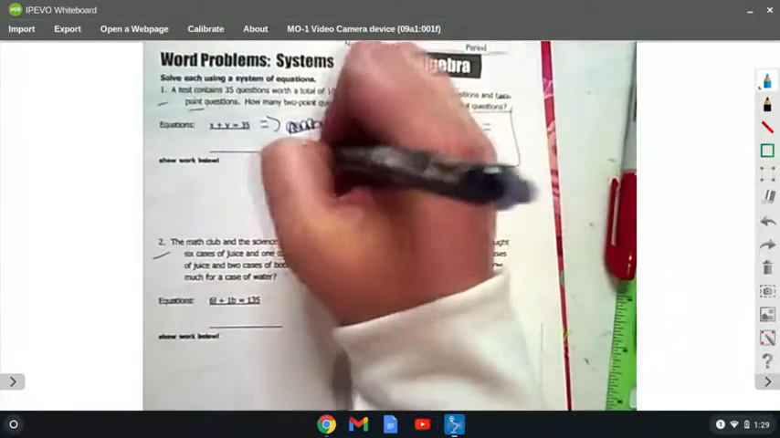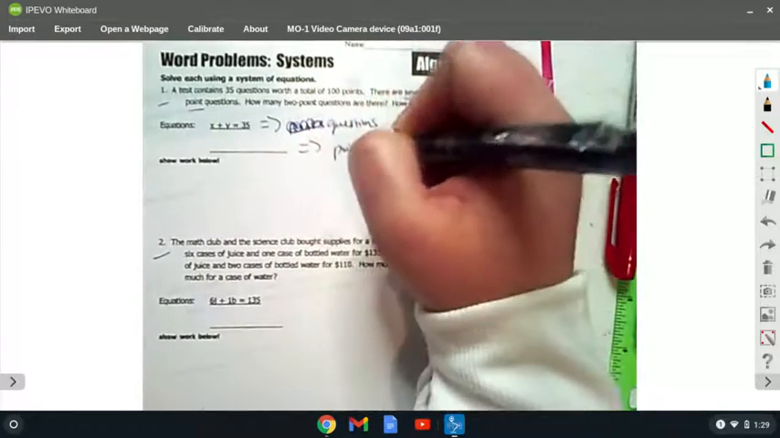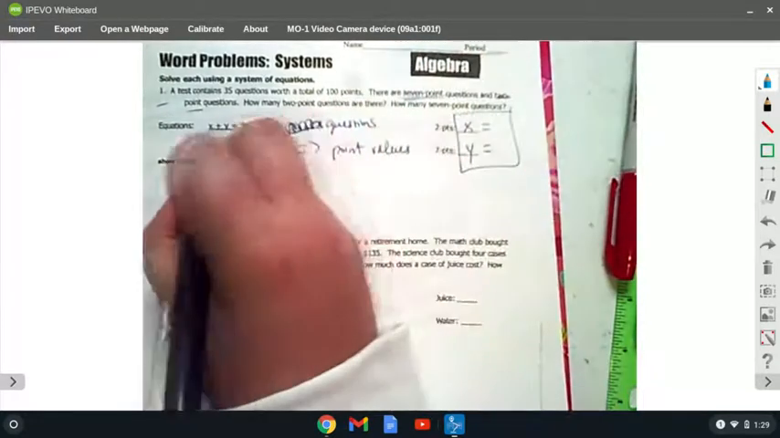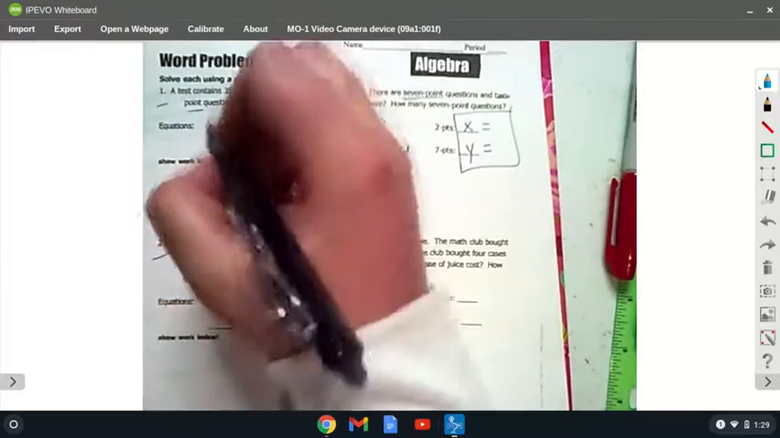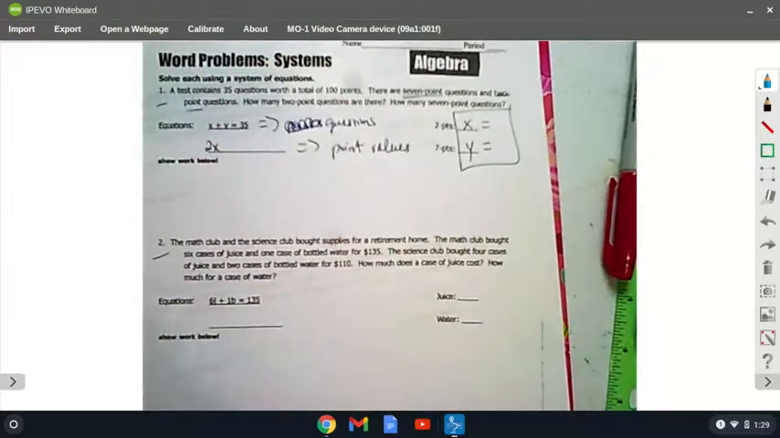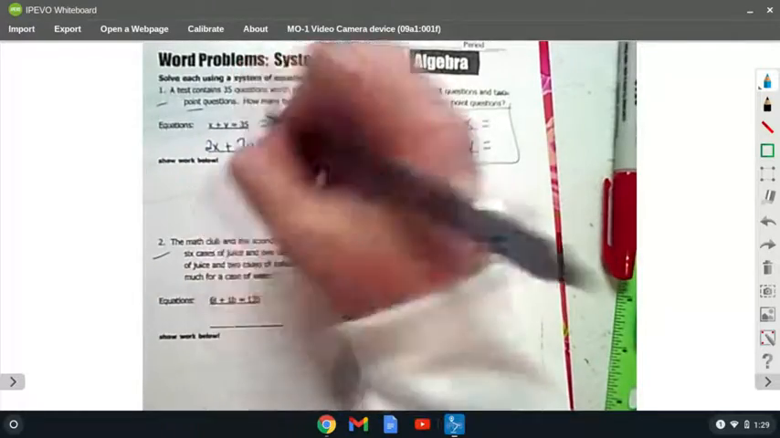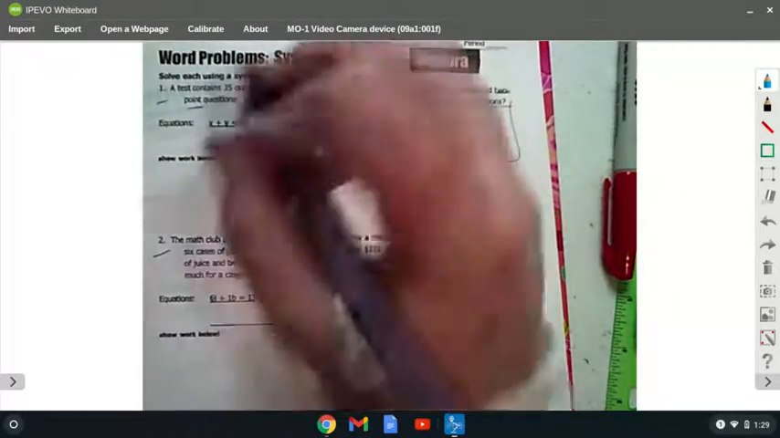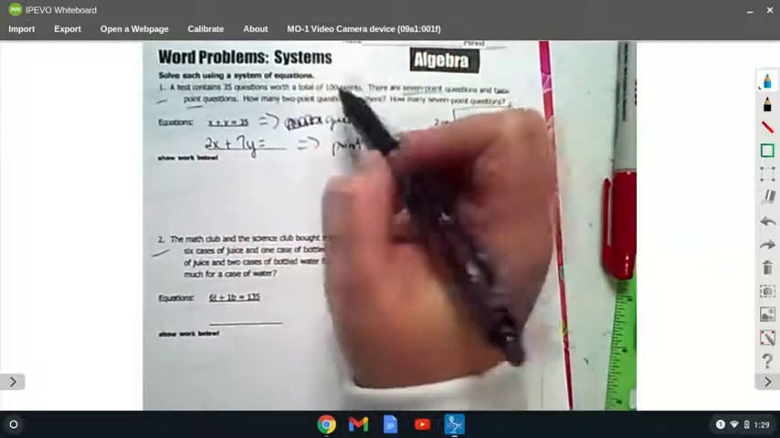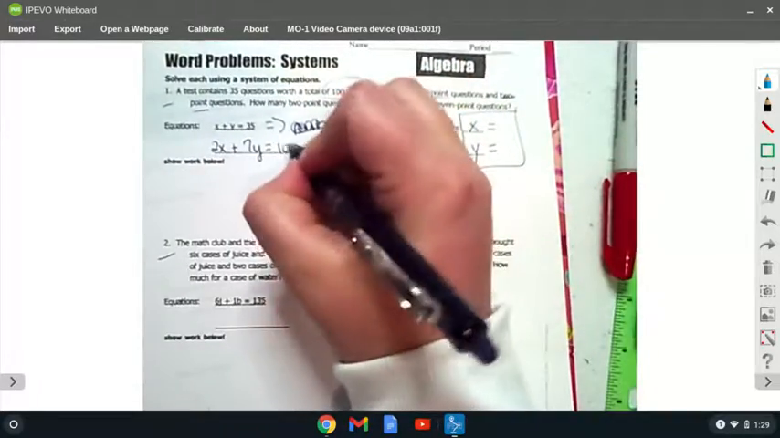Now we want to set up an equation talking about actual point values. So we have 2-point questions are X, so 2 times X. There's 2 points per every question. And then there's 7 points per every 7-point question. And together, those should combine to equal a total of 100 points.